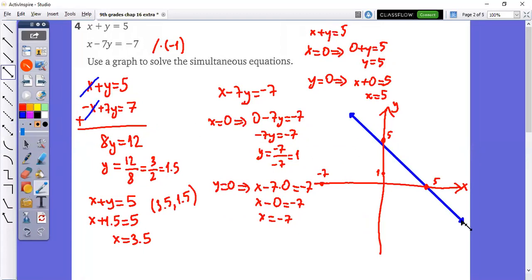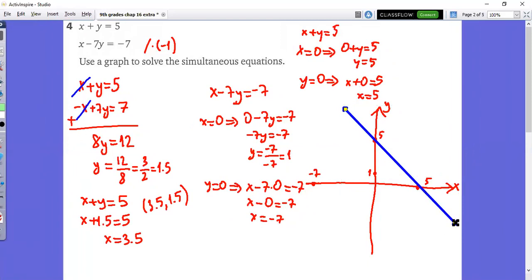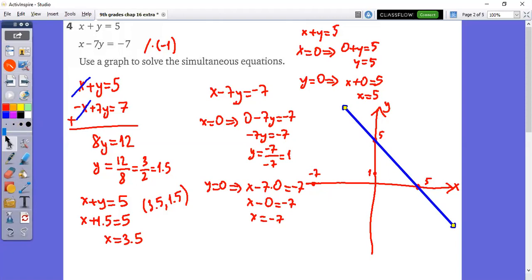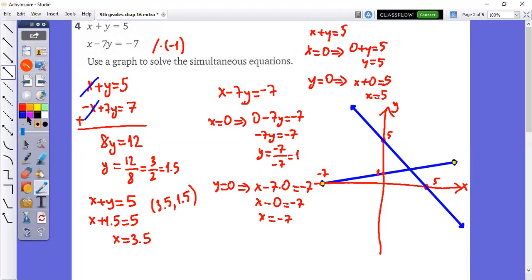The first line, almost. Oops. I missed the point at the bottom. It's okay now? Almost, okay. And the second equation has what kind of line passing through? -7 on x-axis and 1 on y-axis. The points crossing. So we have an intersection point here.